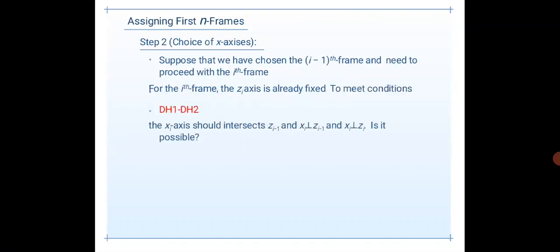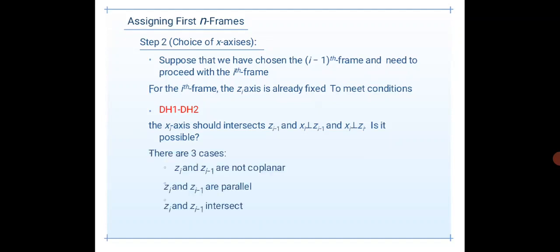And for the DH parameters, the x-axis should intersect zi-1 and be perpendicular to zi-1, and similarly xi should be perpendicular to zi. Is that possible?